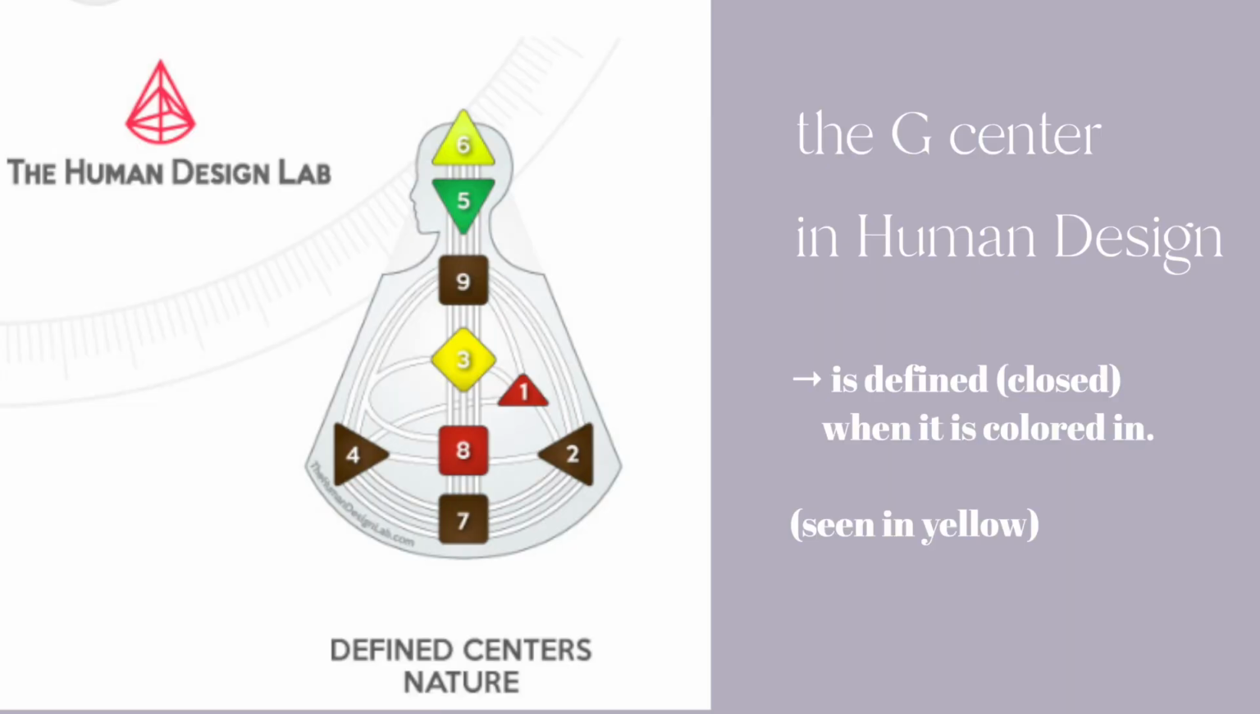When your G center is closed on your human design chart, it's important to be very selective and intentional and discerning about your environment, curating your environment to be in a place that most supports you and makes you feel aligned and centered. And one of the ways you can see if your G center is closed on your human design chart is to see if that area is colored in yellow. If it's colored in yellow, then that means your G center is closed. That will give you some more information about intentional traveling and what is best for you.